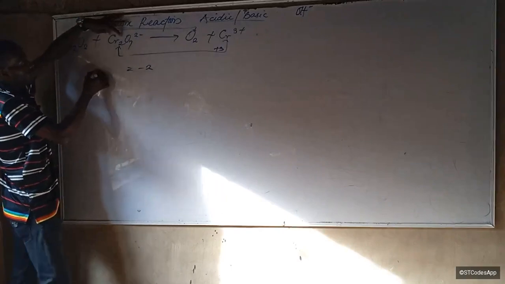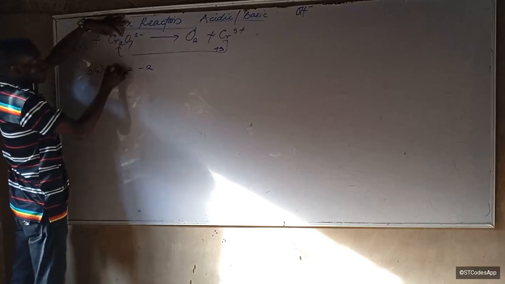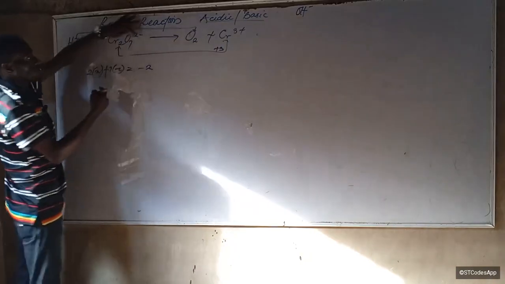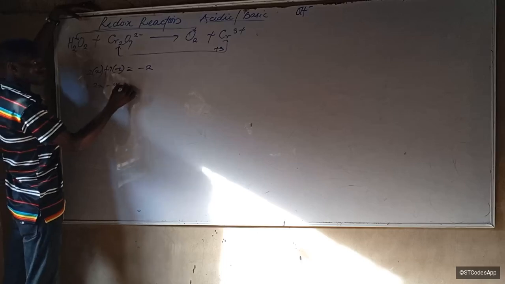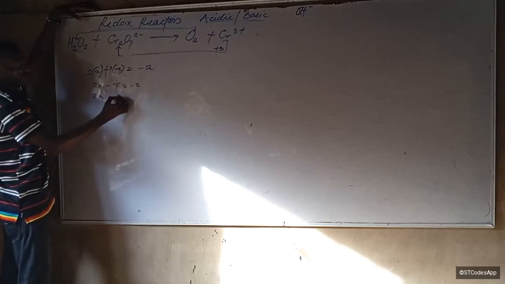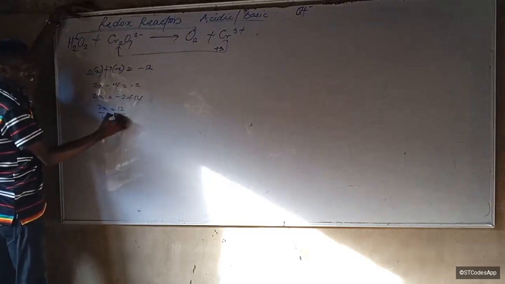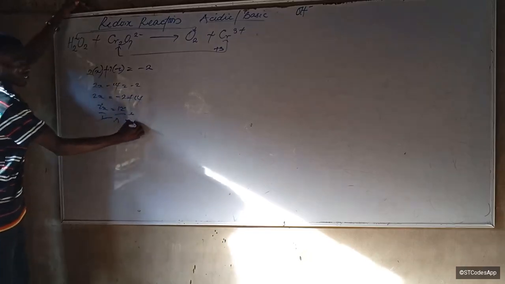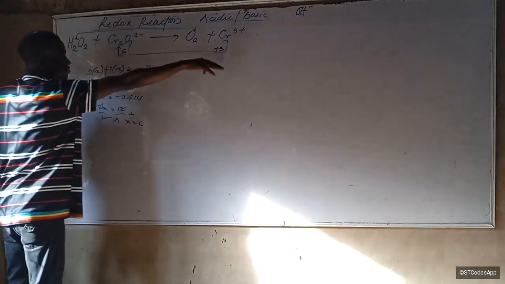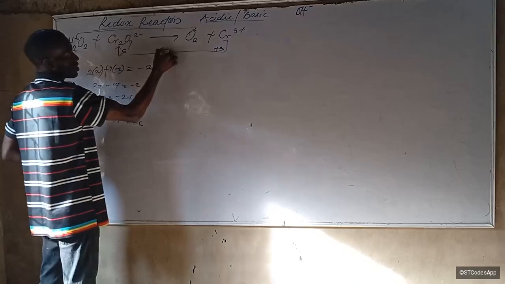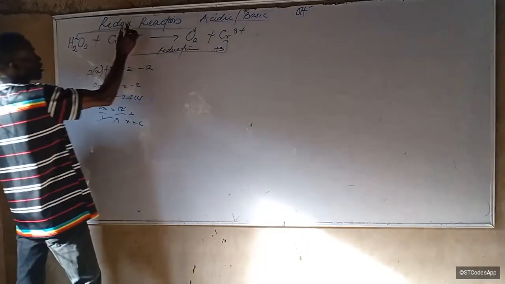So here, we are looking for chromium, but 2 is given, so it will be 2x, right? Plus 7 into bracket minus 2. Everything should amount to the total charge that it is carrying. So we have 2x minus 14 is equal to minus 2, right? So 2x equals minus 2 plus 14. 2x equals 12. Divide that by 2, and you have 6, right? X equals 6. So since it's 6 here, it's reduced, right? So that's reduction.